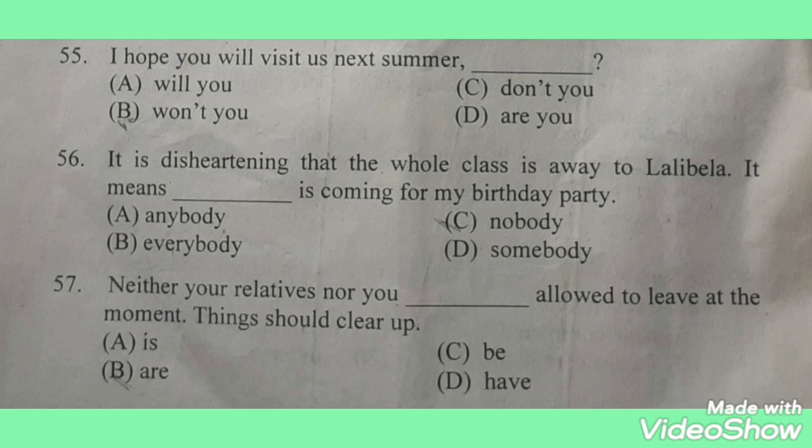Okay, coming to the next one: it is disheartening that the whole class is away to Lalibela. It means blank is coming for my birthday party. A, anybody. B, everybody. C, nobody. D, somebody. What do you say?